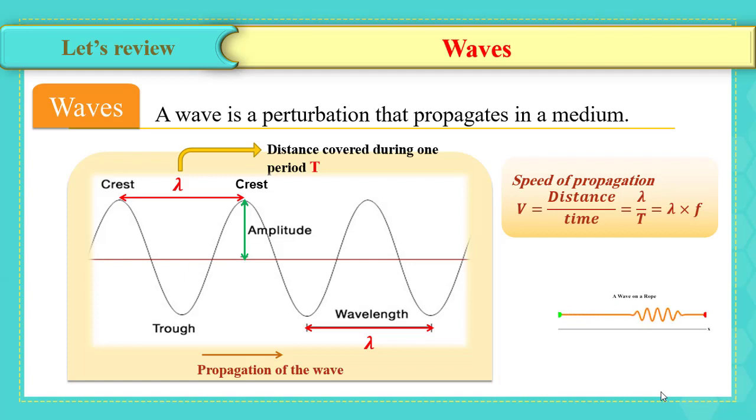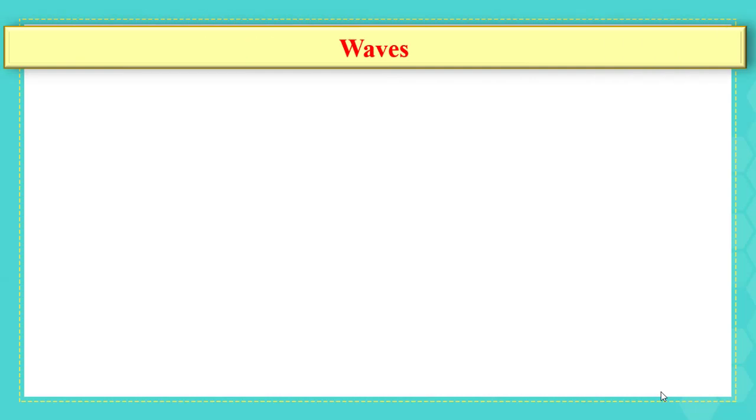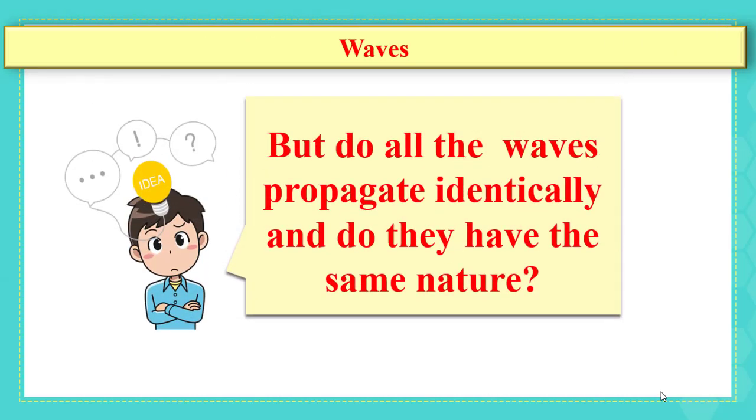Note that the maximum displacement of a wave is called a crest, and the minimum displacement of a wave is called a trough, and the distance separating two consecutive crests or two consecutive troughs is the wavelength lambda. But actually, do all the waves propagate identically? And do they have the same nature?